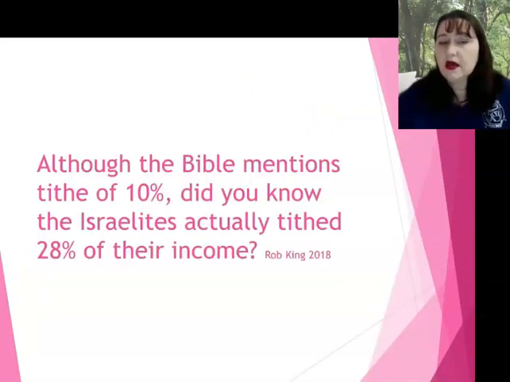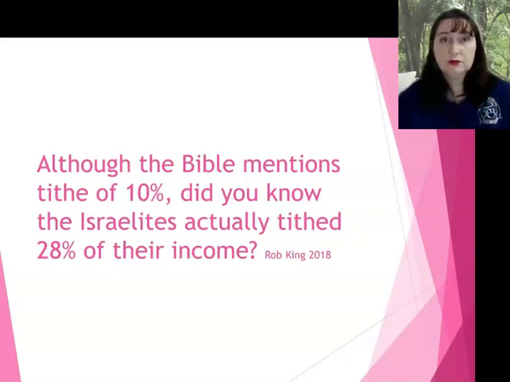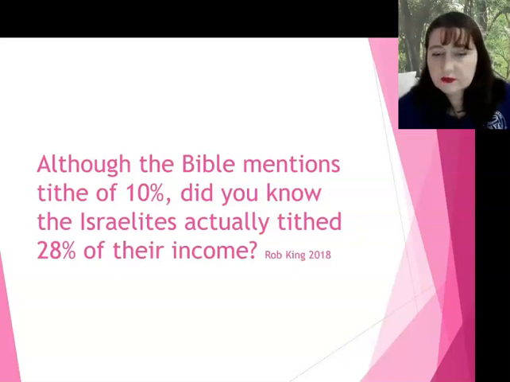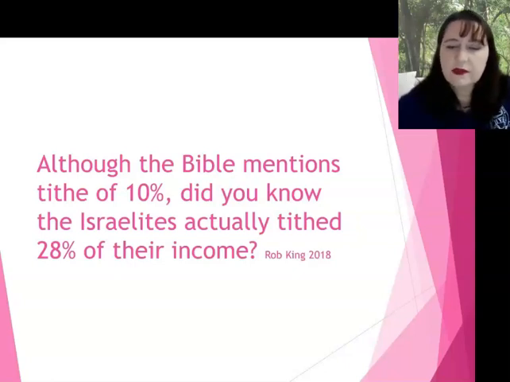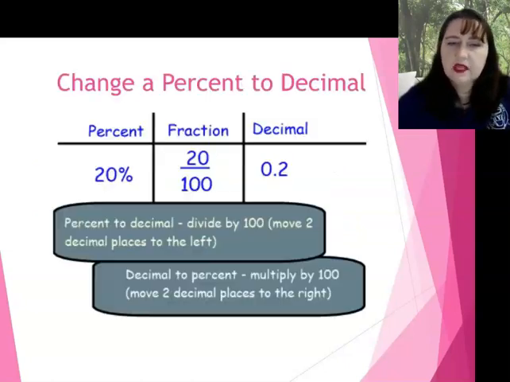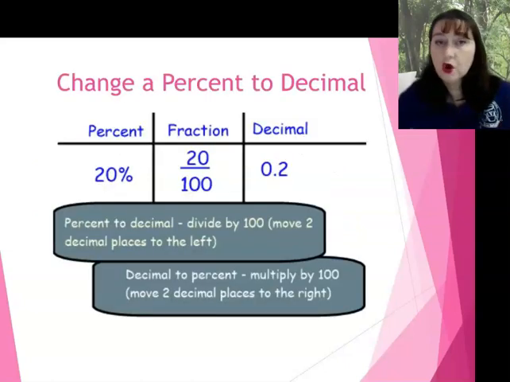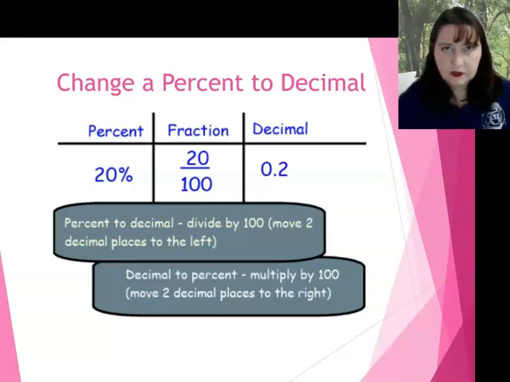So we're going to talk about percents now. Percents are really important. And although the Bible mentions a tithe of 10%, did you know the Israelites actually tithed 28% of their income? And that was from a message in 2018. So we're going to talk about changing percents. Hopefully this is a review. When you go from a percent to a fraction, all you're doing is putting it over 100. And when you go to a decimal, you're moving the decimal over 2 places.